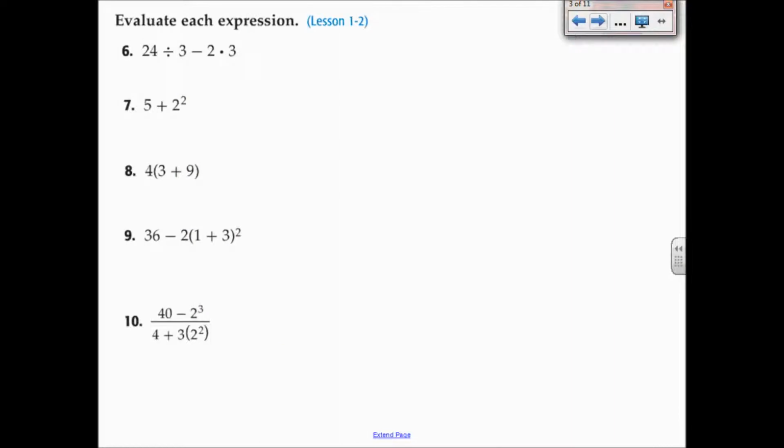All right. The next thing that we do is evaluate expressions, which is what we learned about in section 1-2. And we learned about order of operations in that section. And it goes by please, excuse, my dear, Aunt Sally. Parentheses, exponents, multiplication, division, addition, and subtraction. So we'll use that as a tool as we solve these.